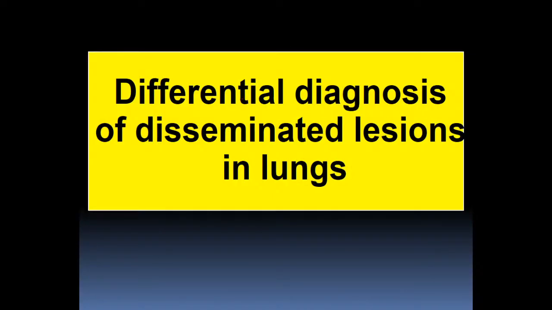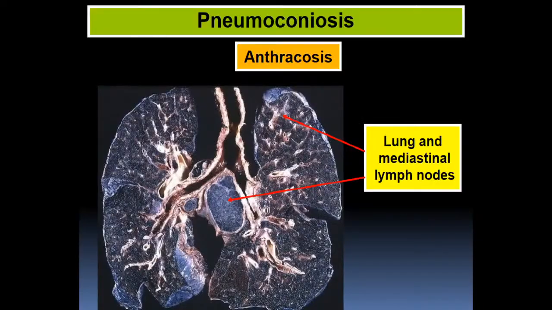And we should differentiate disseminated tuberculosis with other diseases. These are diseases in which symptom of dissemination can be present on X-ray. First, differentiation with pneumoconiosis. This is occupational disease.